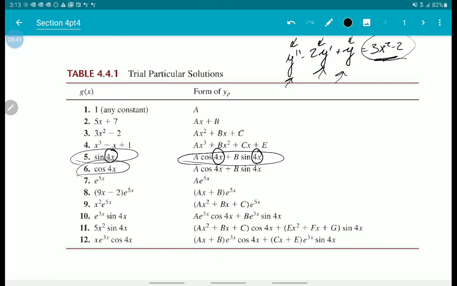If we have cosine of 4x, we're still going to use that combination of sines and cosines because we know when we substitute in, we're trying to account for all the different possibilities that could happen. Exponential functions, if we have e to the 5x, we could write it as a e to the 5x. And then these are combinations of everything that's above there.